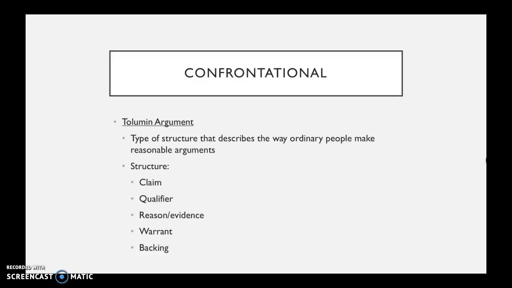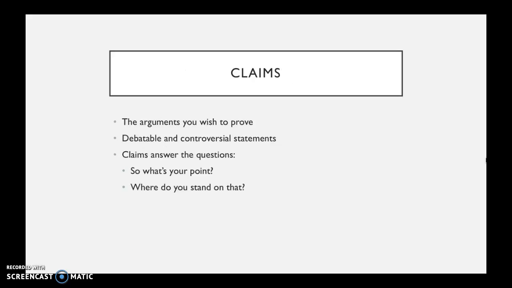So a type of confrontational argument or pattern would be the Toulmin argument. This type of structure describes the way that ordinary people make reasonable arguments. This structure consists of the claim, a qualifier, reason and evidence, warrant, and backing. A claim is an argument you wish to prove. It's a debatable and controversial statement, and the claim answers the question, so what's your point and where do you stand on that? An example of a claim from the book is NASA should launch a human expedition to Mars.